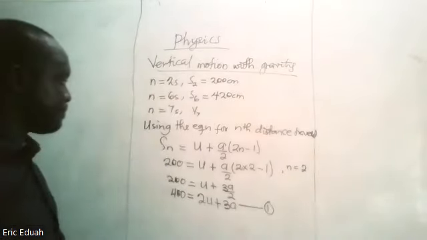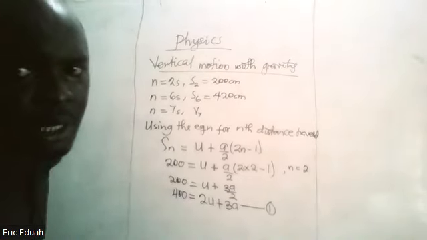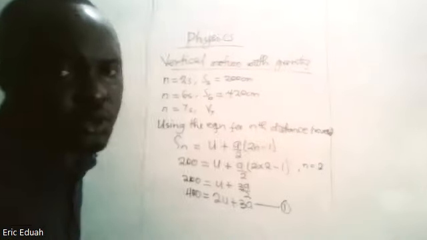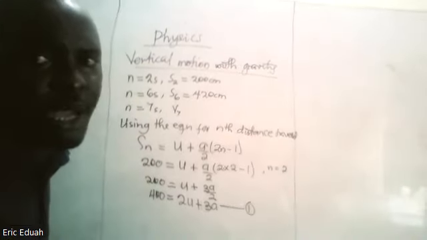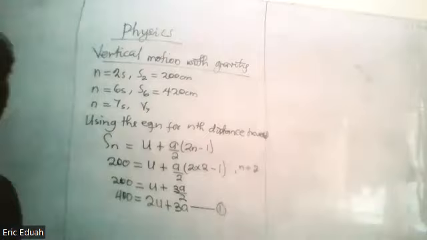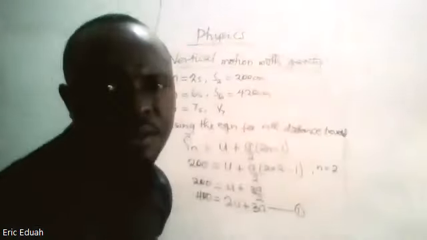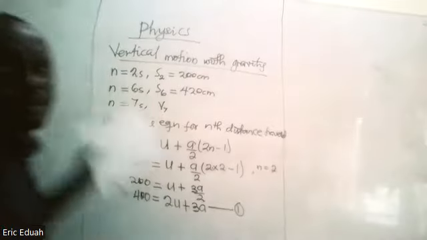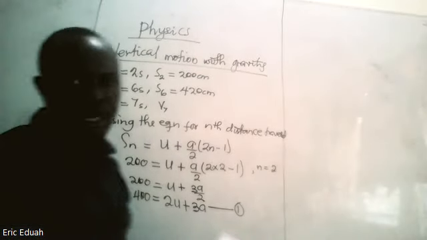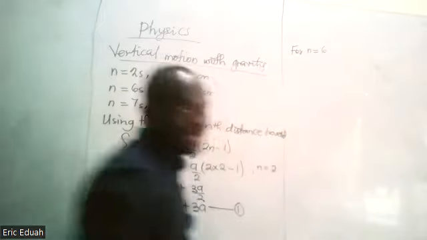Class, are we okay here? Yes, please. All right. Let's move on to when n is equal to 6. Let me adjust my screen a bit. Okay, I'm zooming this side. Okay, so for n is equal to 6.